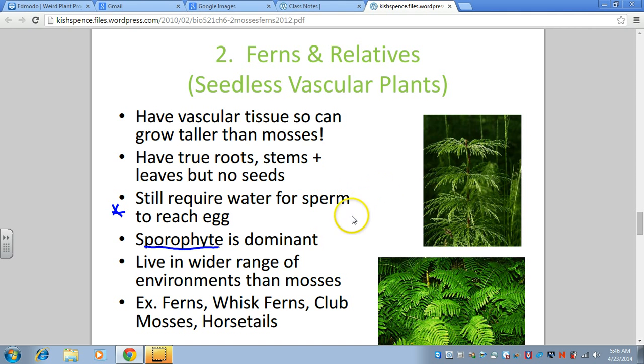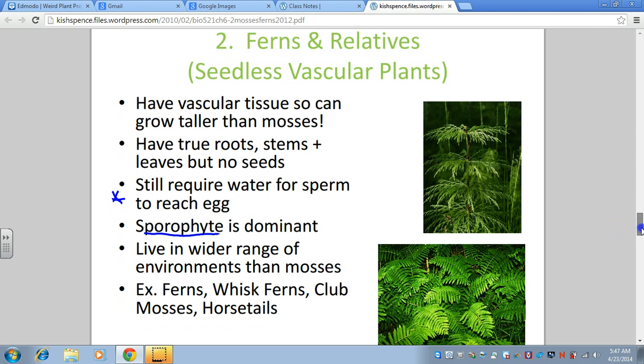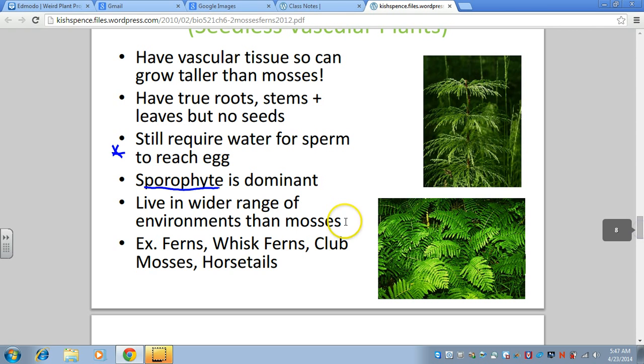So they still require water for the sperm to reach the egg and to keep the gametes from drying out. The dominant generation, so what we see as being the fern, is the sporophyte. So the only one that has the dominant gametophyte are the mosses and their relatives.